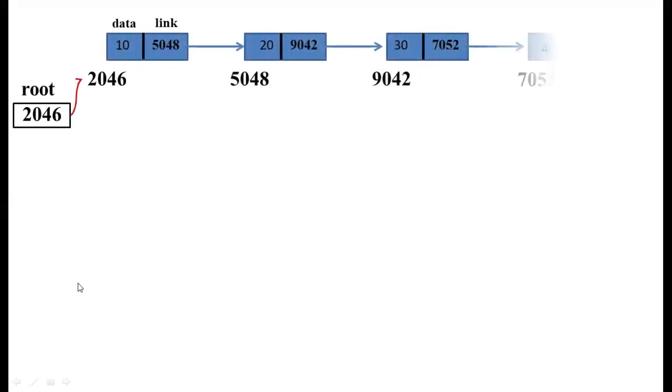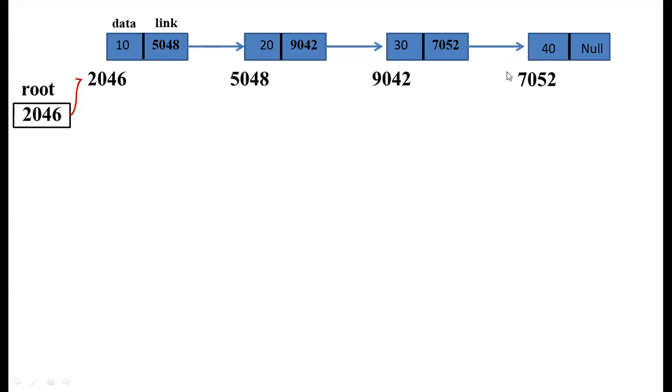Let us see. For example, already some elements are present in the list. Say this is the first element, this is the second element, this is the third element, and this is the fourth element. Like this with some values 40, 30, 20, 10. Suppose the root is pointing to the first element with the base address 2046. And here we can see some of the nodes which are already connected.